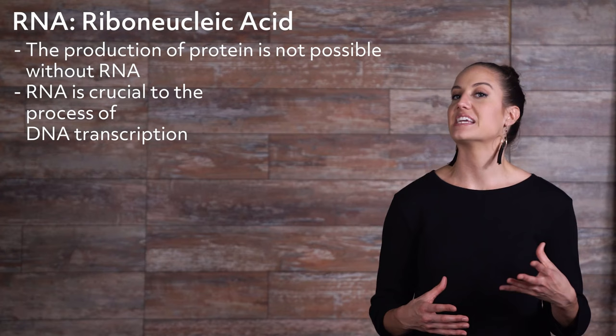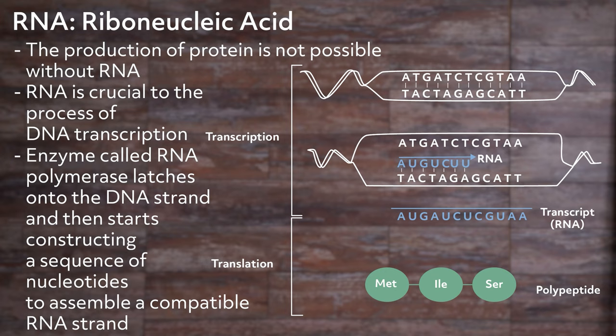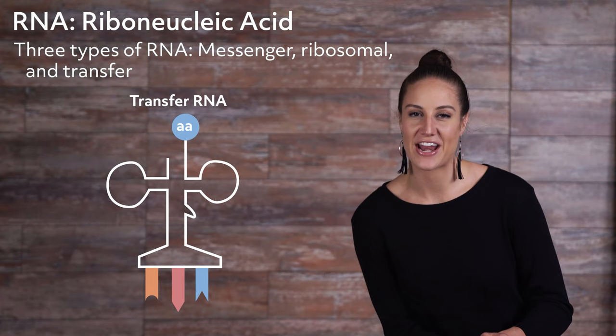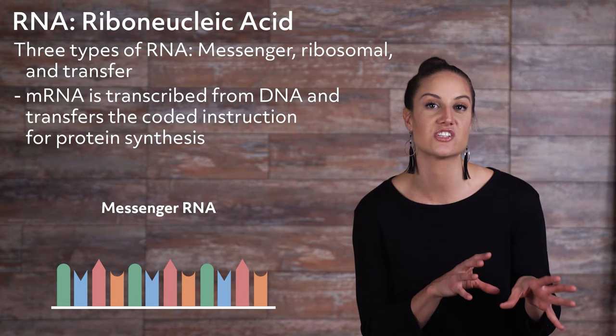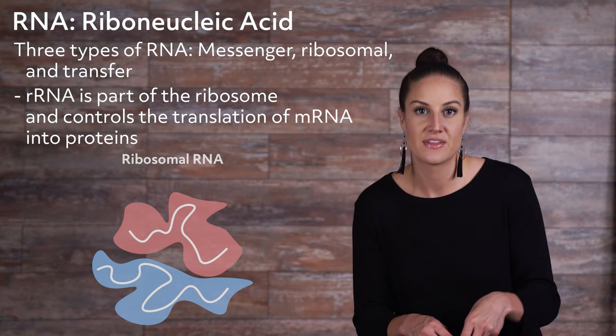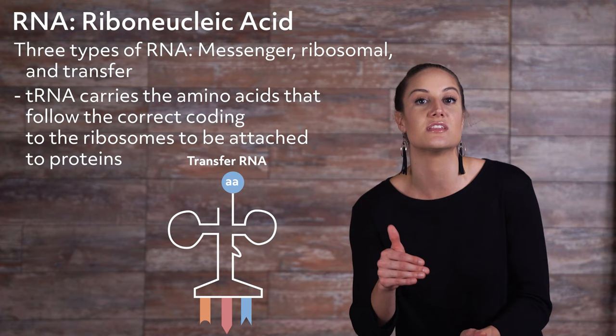An enzyme called RNA polymerase latches onto the DNA strand, then starts constructing a sequence of nucleotides to assemble a compatible RNA strand. There are three types of RNA: messenger RNA, or mRNA, ribosomal RNA, or rRNA, and transfer RNA, or tRNA. mRNA is transcribed from DNA, and it transfers the coded instruction for protein synthesis. rRNA is a part of the ribosome and controls the translation of messenger RNA into the proteins. tRNA carries the amino acids that follow the correct coding to the ribosomes to be attached into the proteins.